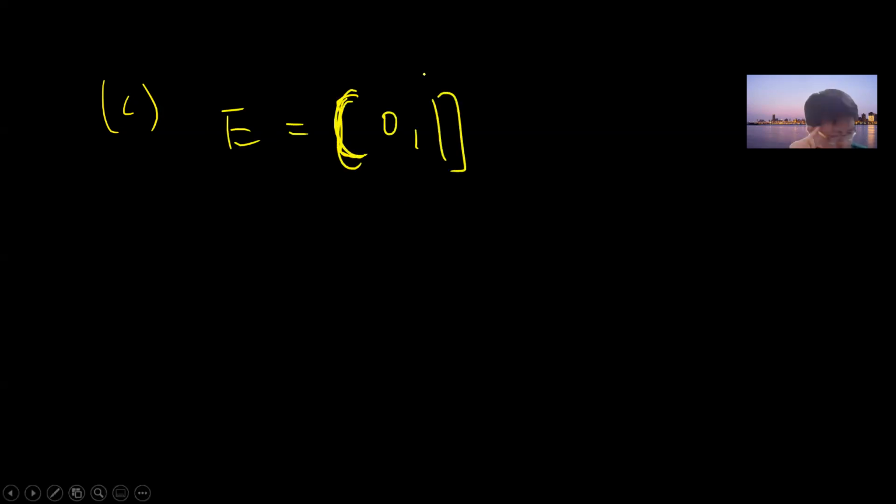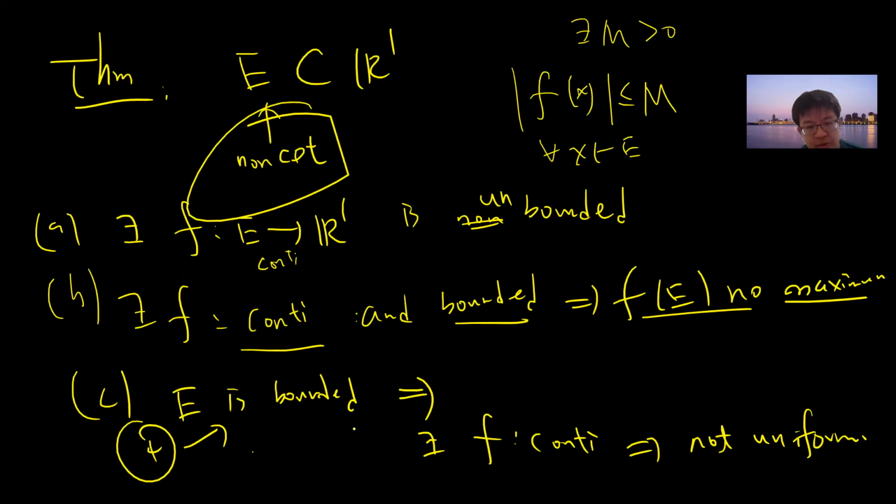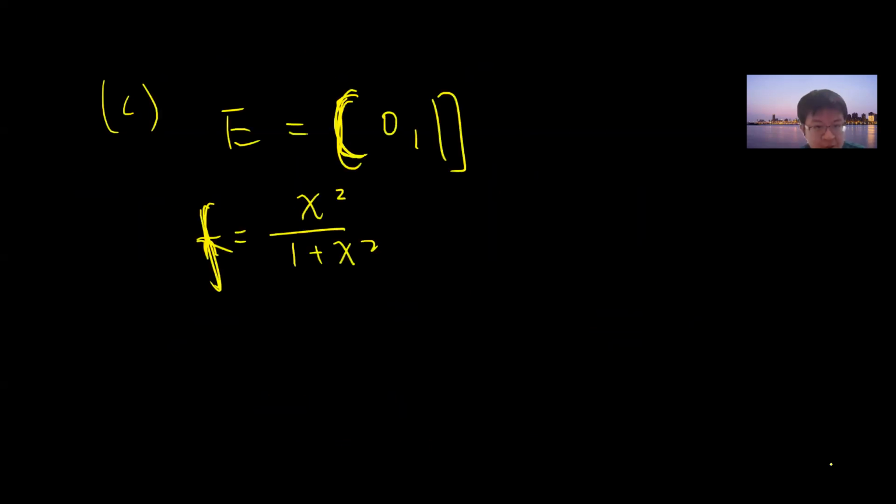Okay, how about C? So C, let's say we pick the same space E, and define f to be x squared over 1 plus x squared. Now E is bounded, and also f is continuous, but I want to show that it is not uniformly continuous. Okay, so how to do this?